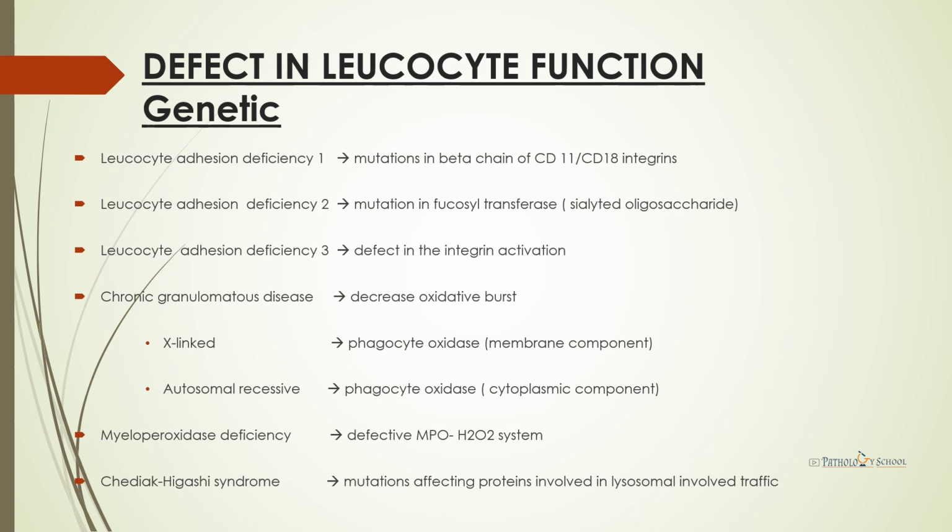Then there is chronic granulomatous disease, which has 2 variants. It can be X-linked or autosomal recessive. Chronic granulomatous disease is usually concerned with decreased oxidative burst, but in the X-linked form the membrane component is involved, and in the recessive form the cytoplasmic component is involved. Myeloperoxidase deficiency is a defect in the myeloperoxidase and hydrogen peroxide system. Chediak-Higashi syndrome involves mutations affecting proteins involved in lysosomal trafficking.